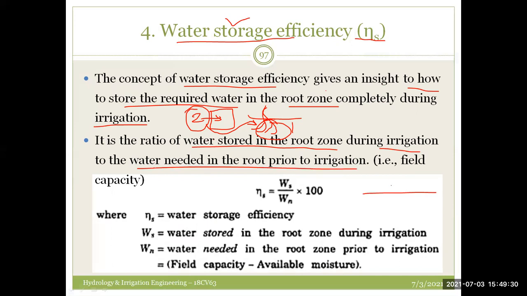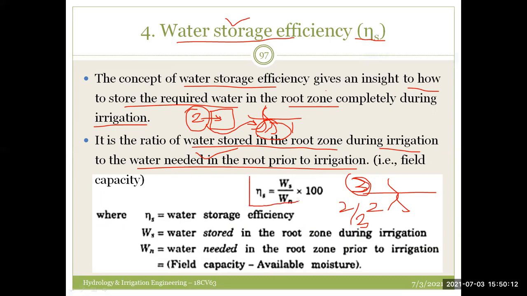For example, if you have grown some crops, it requires around 3 cubic of water. So that is before irrigation, the water needed was 3 cubic. But water stored is how much? It is only 2 cubic. So the ratio of 2 by 3, that is water stored in the root zone during irrigation to the water needed in the root zone before irrigation, is called the water storage efficiency. Prior to the irrigation means that is your field capacity.